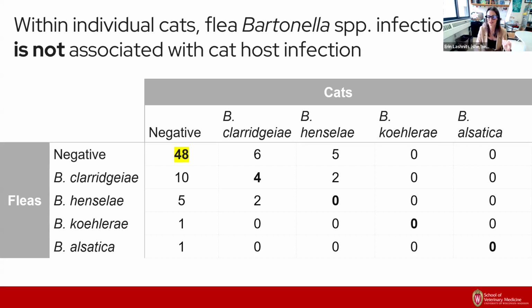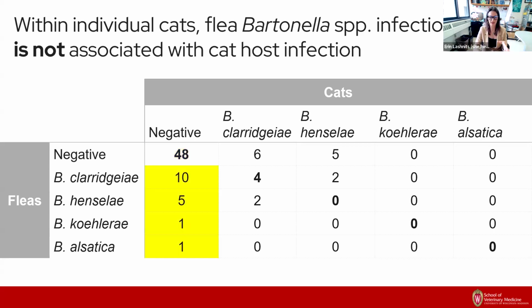The first number I'll draw your attention to is this 48 here. These are 48 samples in which both the fleas and the cats were negative. They didn't have any Bartonella. So those ones matched up. There were the predominance of fleas and cats that were both negative.